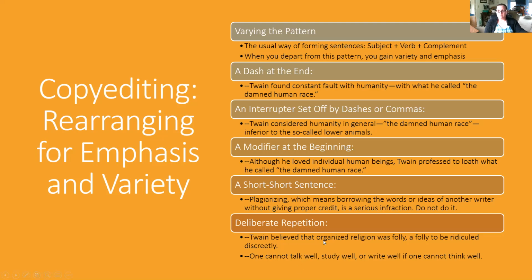You can have deliberate repetition as well. Twain believed that organized religion was a folly to be ridiculed discreetly. Or, one cannot talk well, study well, or write well if one cannot think well. So there's purposeful repetition of the word folly here, purposeful repetition of the structure, and it ends up being one word as well. So talk well, study well, write well, think well. There are all kinds of ways that you can add some variety to your sentence structure so that the writing is a little more interesting.